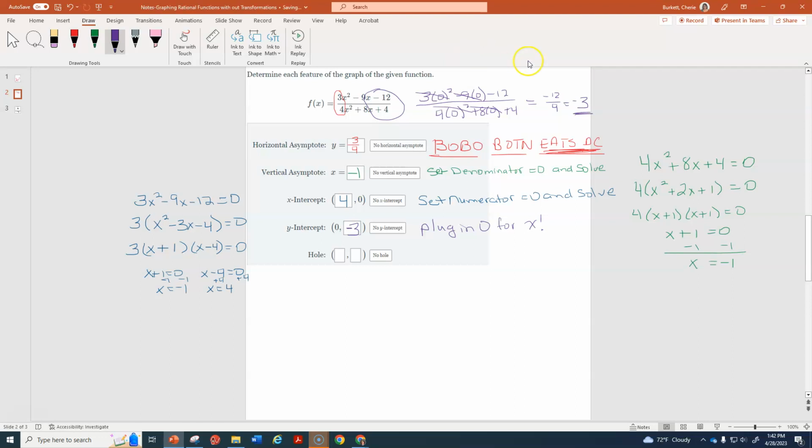So I'm going to stop this video now and do the next one for holes. Be sure you're getting this part memorized. Boba Botaniques DC is how you find the horizontal asymptote. Set the denominator equal to 0 is how you find the vertical asymptote. Set the numerator equal to 0, that's how you find the x-intercept. Plug in 0 for x, that's how you find the y-intercept, and now I'm going to talk about the holes.